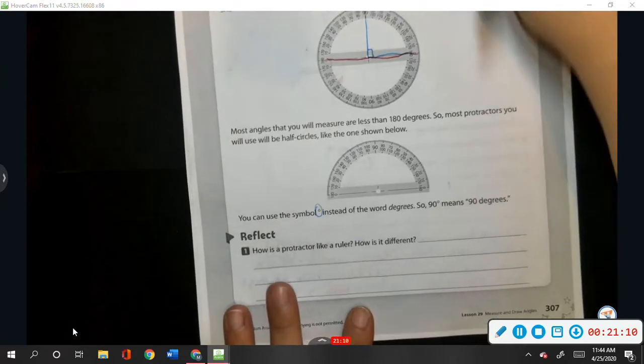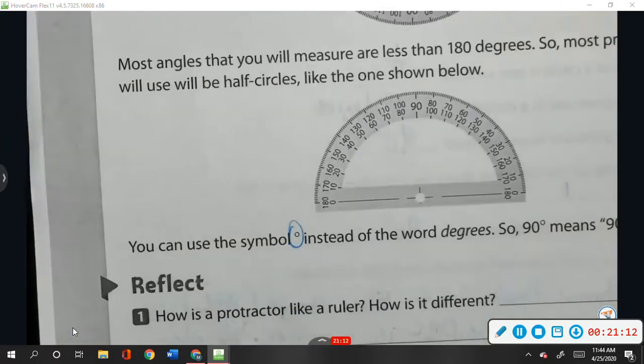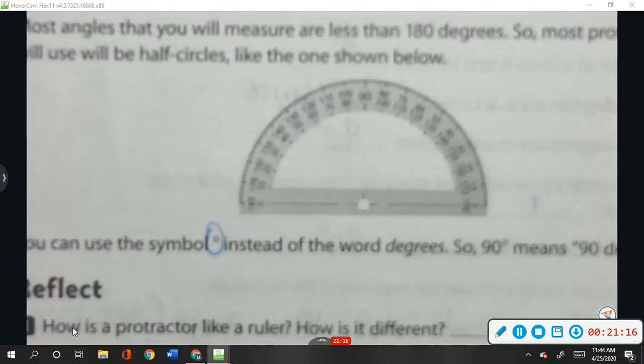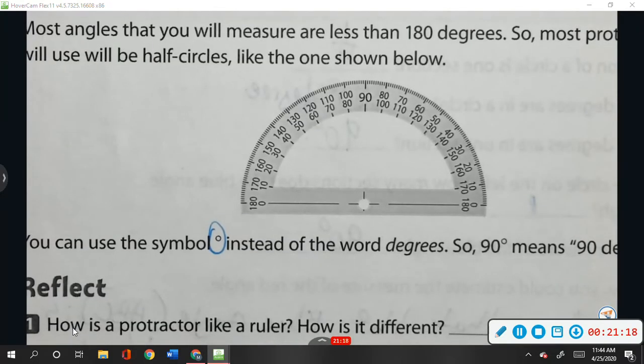So, if you look, let me see if I have a ruler handy. I probably don't. Oh, I do. Cool. So, here's a ruler.